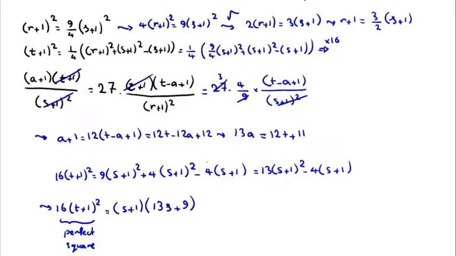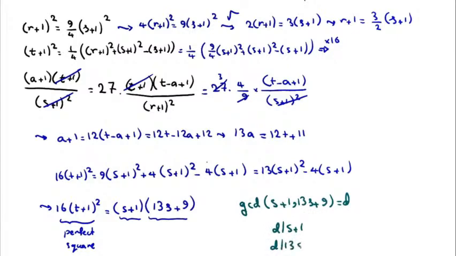Now, when you see a product of two terms equal to a perfect square, one good idea is to consider their GCD. So let's consider the GCD of s plus 1 and 13s plus 9 as d. So d divides s plus 1, and d divides 13s plus 9. If you multiply by 13, d divides 13s plus 13. And if you subtract, d divides 4. So d will be 1 or 2 or 4.